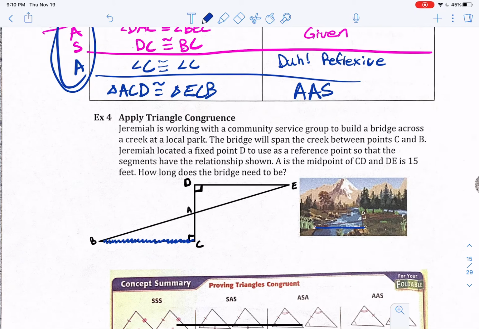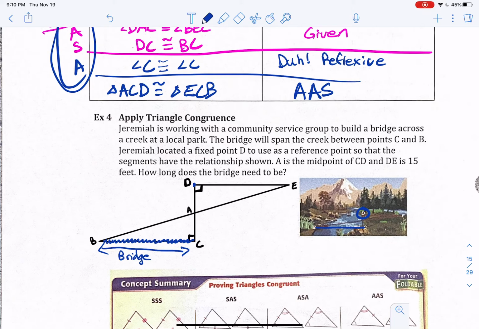across the river. All right, Jeremiah is working with a community service group to build a bridge across a creek at a local park. So he's building the bridge from B to C. This is where the bridge will be located. The bridge will span the creek between points C and B. Jeremiah located a fixed point D, which is on dry land. If you look at D over here, D is on dry land, because I don't want to wade the creek. I don't want to walk across the creek. So what I'm going to do is pinpoint some stuff on dry land and then use that to measure BC, okay? So D is used as a reference point so that the segments have the relationship shown.